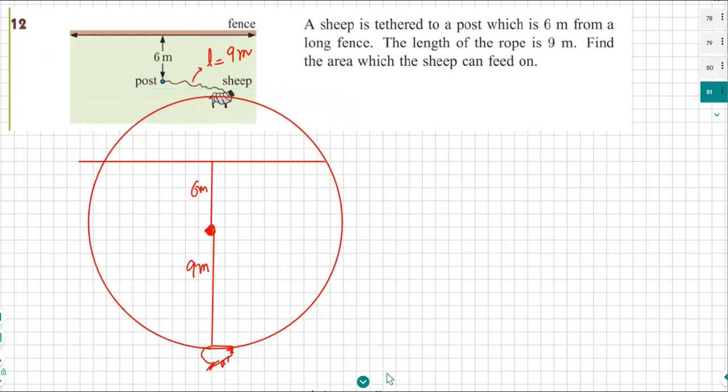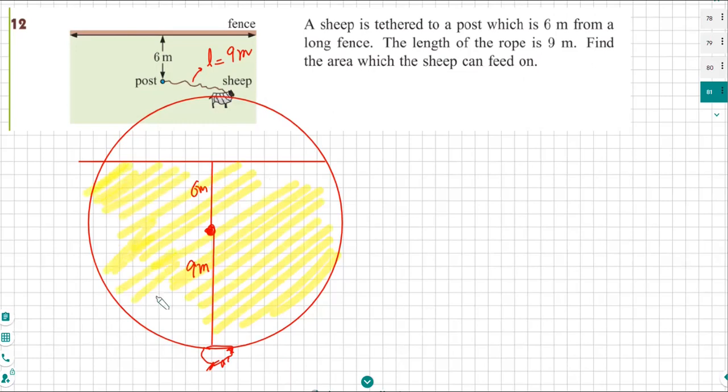Yeah. So you can see that the area it covers will be this. Wait, I'm going to show you. The area covered must be this. Not this one, because it's outside of the fence. So we have to find this area. Got it?